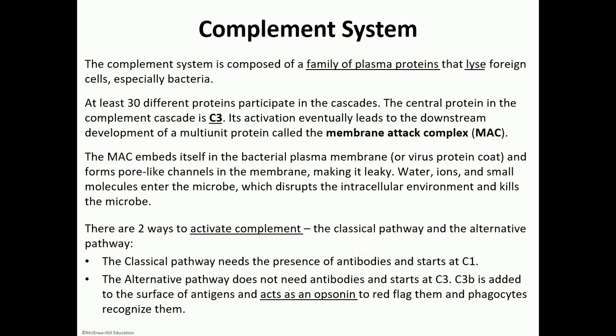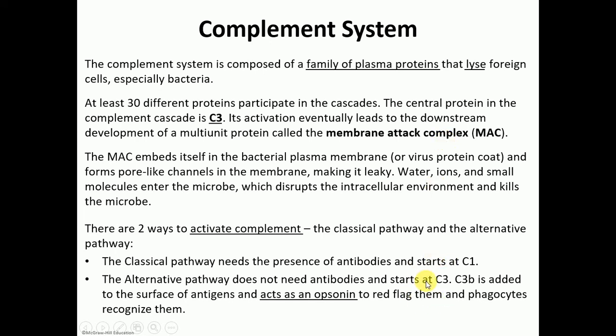But we have alternative ways to activate complement, and these are known as the alternative pathway, where you do not need an antibody, and that starts the process at complement 3. So you skip 1 and 2, and you start at C3. C3 is the most important protein in this whole cascade. If you activate C3, that automatically means that you are going to eventually make a membrane attack complex.